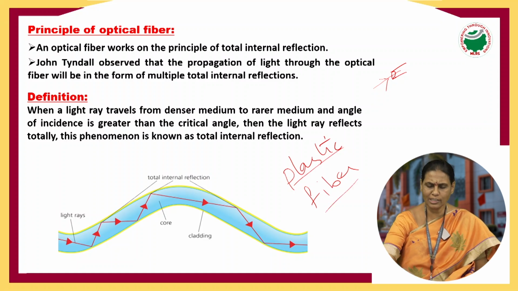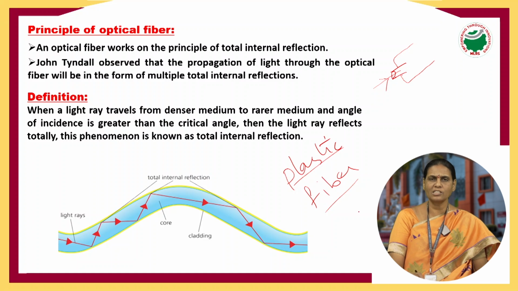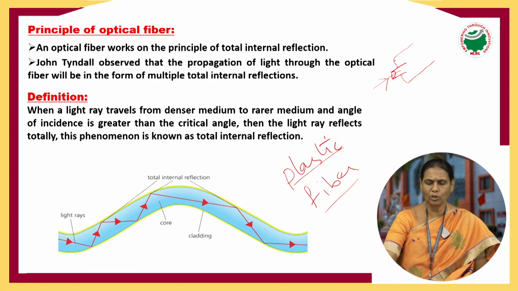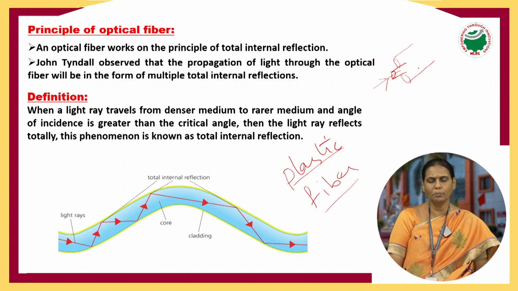Okay, now the next component is cladding. Cladding is a material which is also prepared using either fiber, plastic or glass. It is surrounded by the main component, that is the core. That means it acts as a protective layer. This cladding acts as a protective layer for the core.